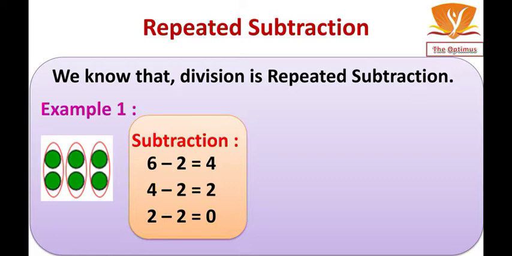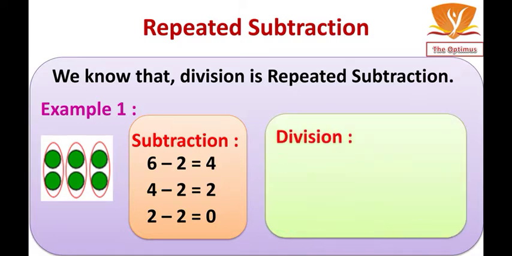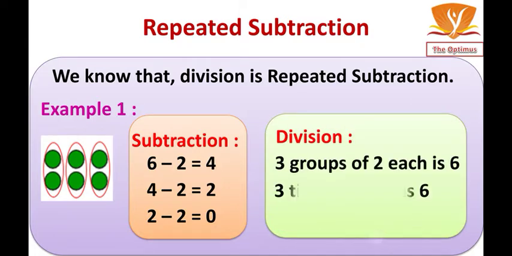This I am going to represent in division method. In division, 3 groups of 2 each is 6. That means 3 times 2 equals 6. In division equation, 6 divided by 2 equals 3.